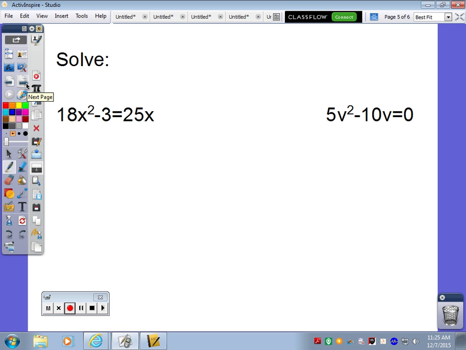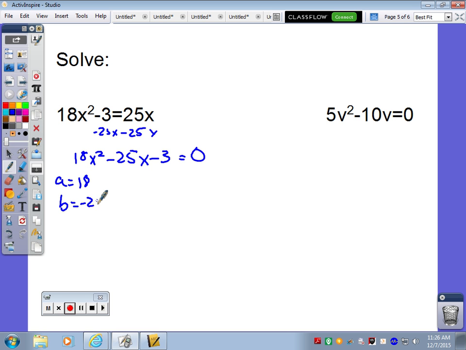Now these are both solved problems. Standard form of a trinomial says ax squared plus bx plus c equals 0. It cannot equal 25x, so we need to bring it over here. Make sure you put it in the right order. And so here we have A is equal to 18, B is negative 25, C is negative 3. No GCF. So now we have 54 and negative 3. So we look at our, what's going to, whoops, that's wrong. It's going to be negative 25.